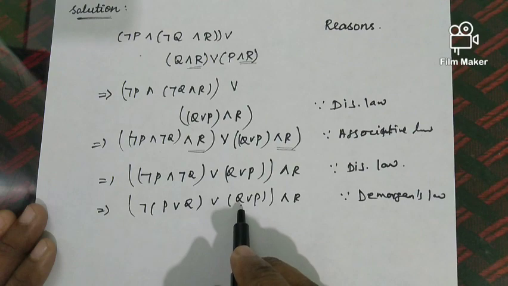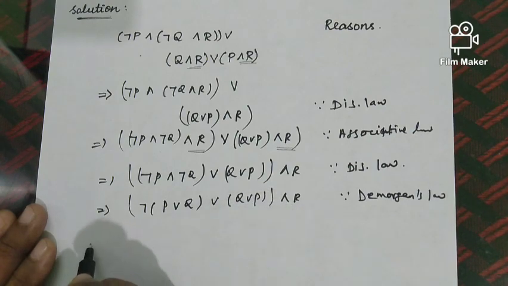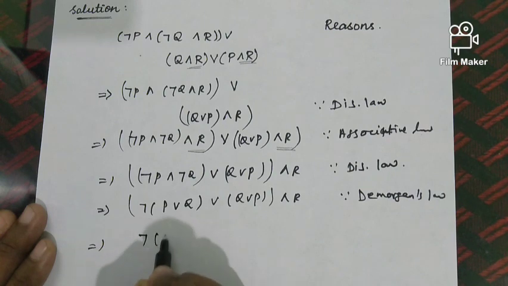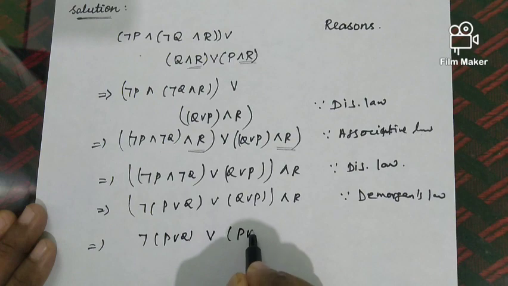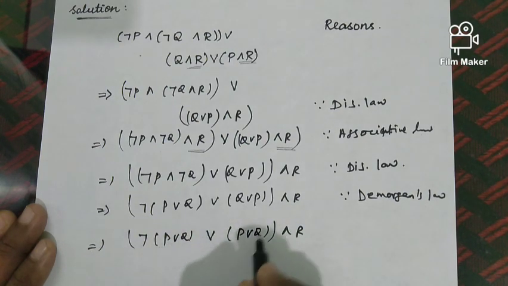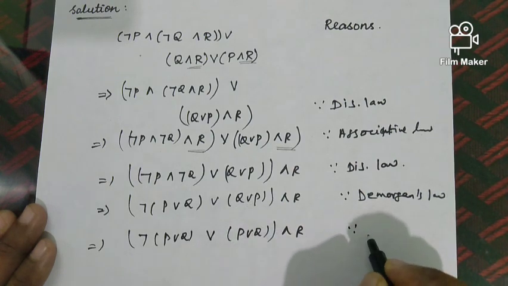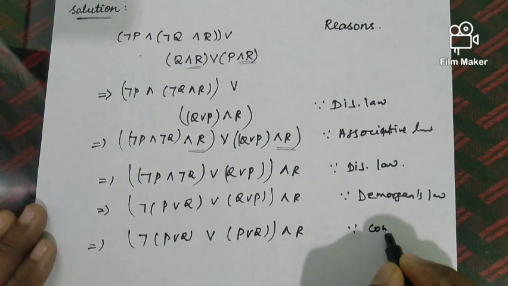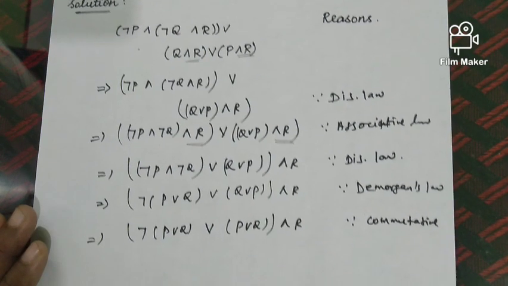And now here you look at that Q or P is there. This can be written as P or Q. So which implies negation of P or Q, or P or Q, and then and R is common. So Q or P can be written as P or Q. What is that law? That is commutative law.